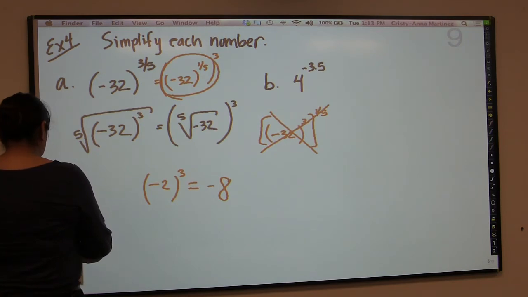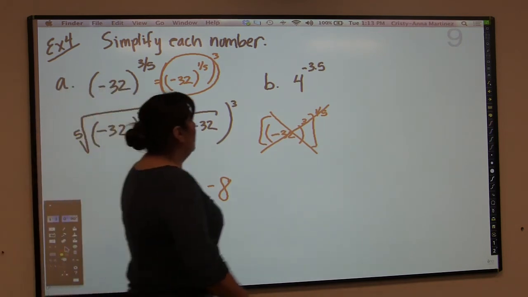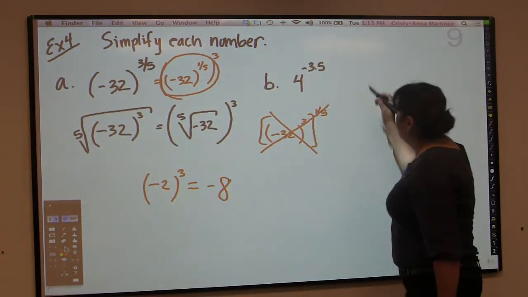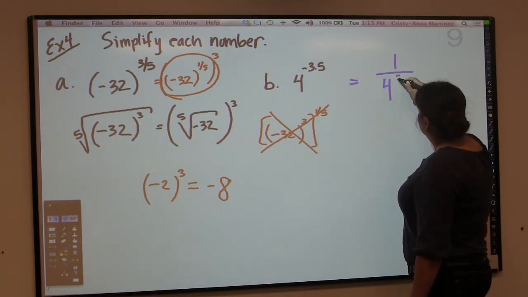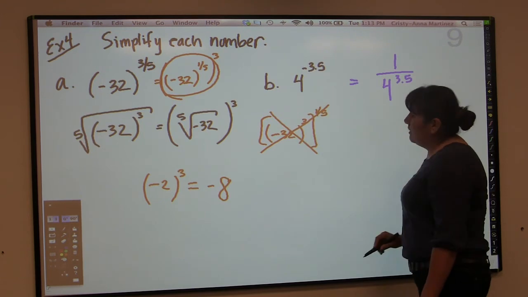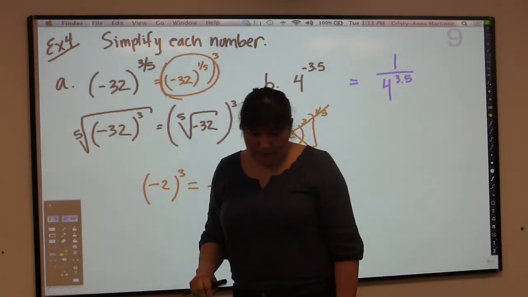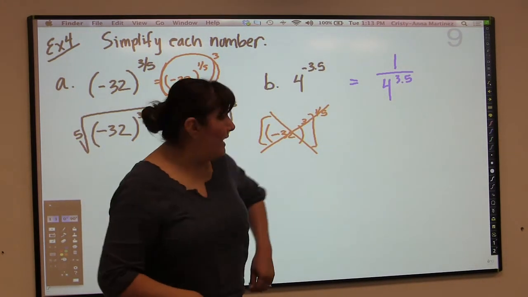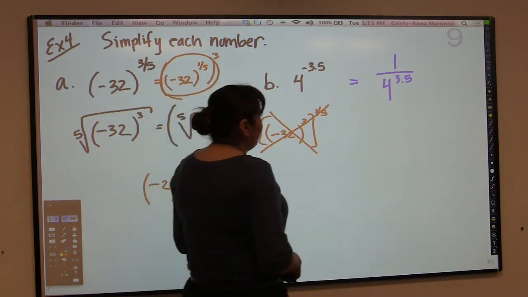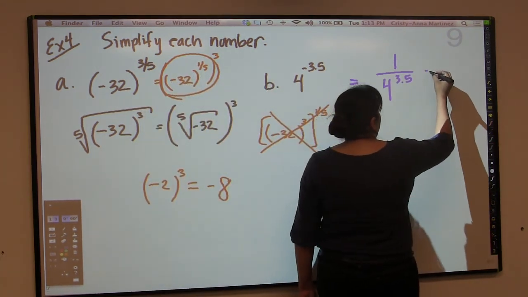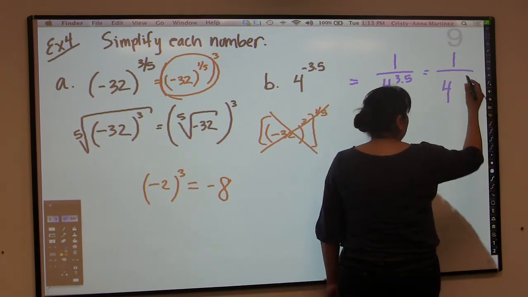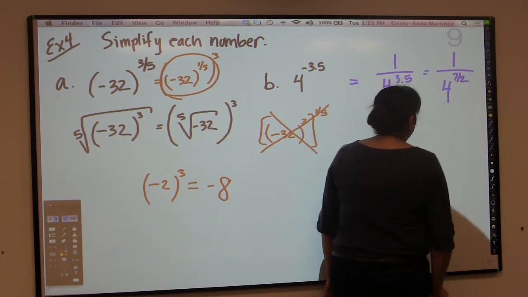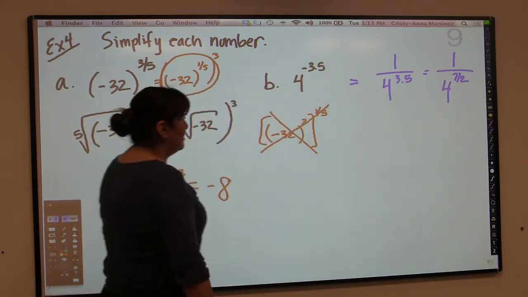And now we're going to do this other one over here, 4 to the negative 3.5 power. And we already said that if it's negative, you got to move it to the bottom and make it 4 to the positive 3.5 power. And we want to rewrite 3.5 into a fraction. It's 7/2. 7/2 is the same thing as 3.5.